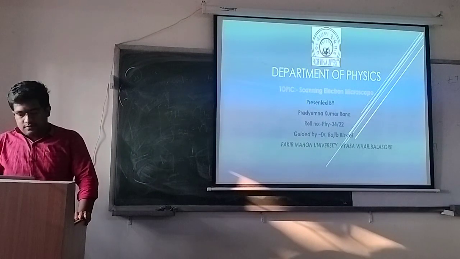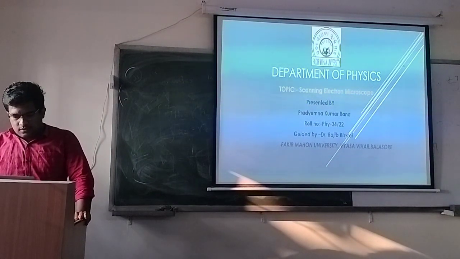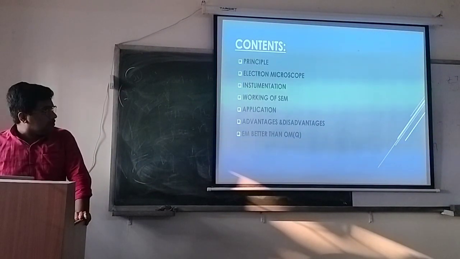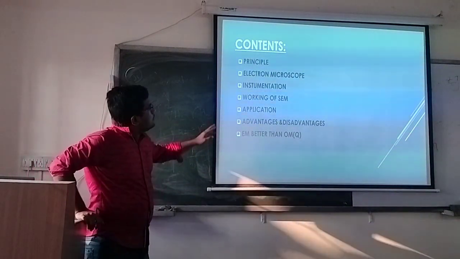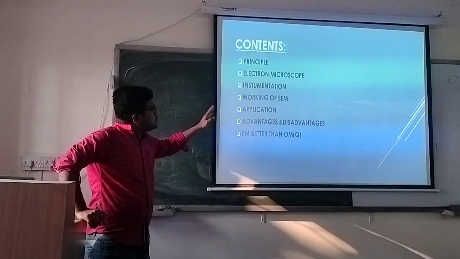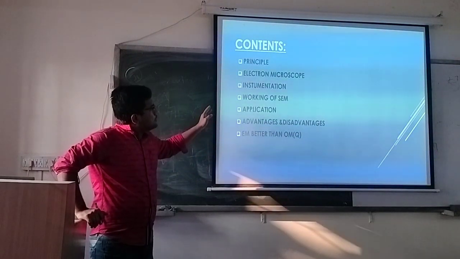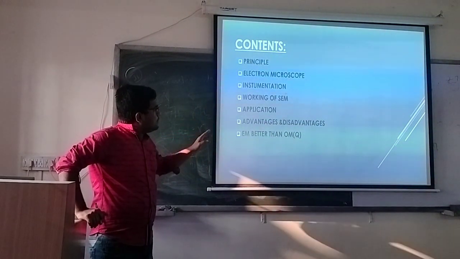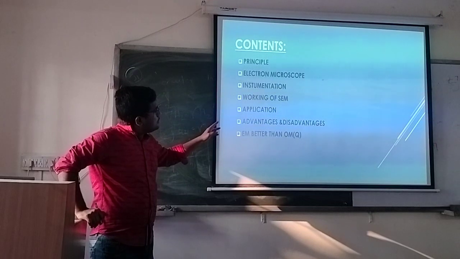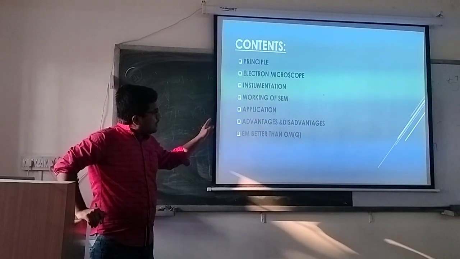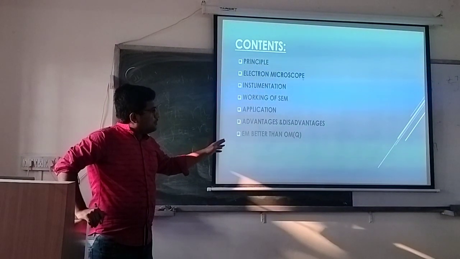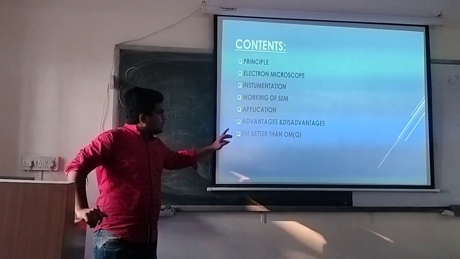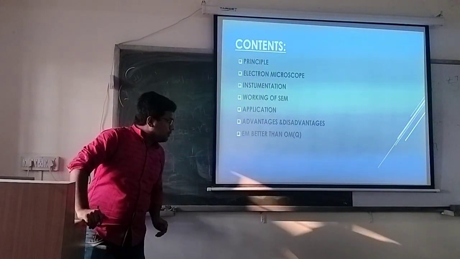Rajiv Kumar sir. Let us talk about scanning electron microscopy. These are the contents. First is the principle. Second is the electron microscope. Third is the instrumentation. Fourth is the working of SEM. Fifth is the application. Sixth is the advantages and disadvantages. And seventh is why the electron microscope is better than the optical microscope.